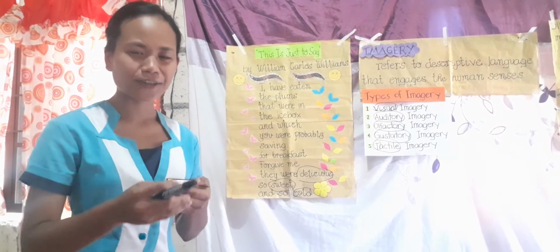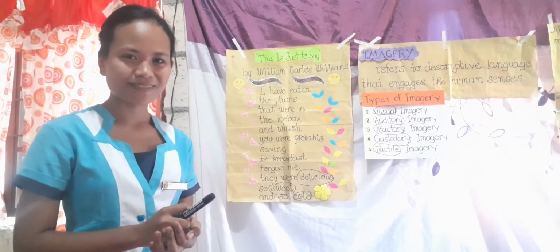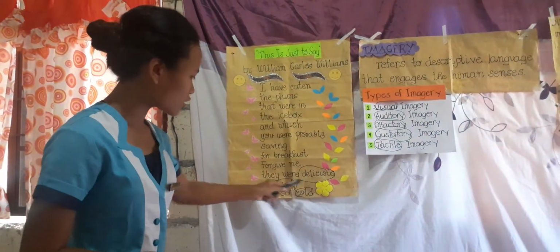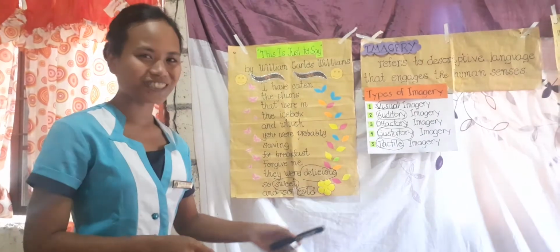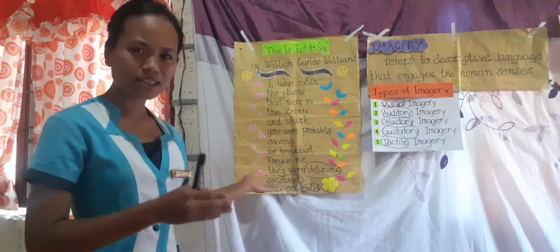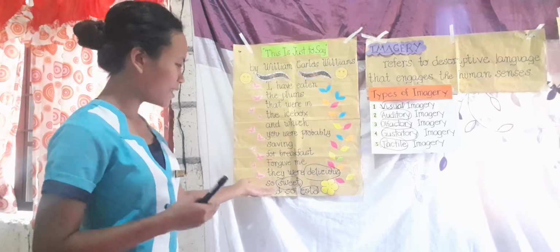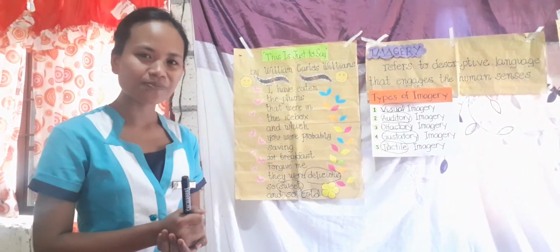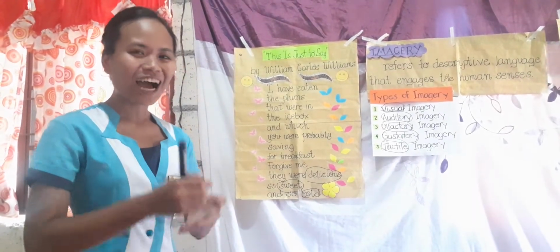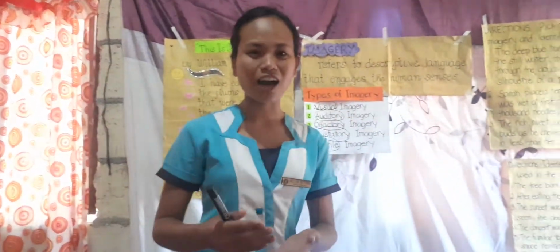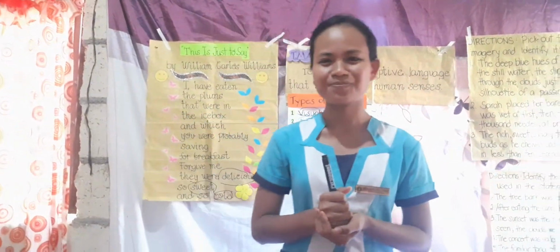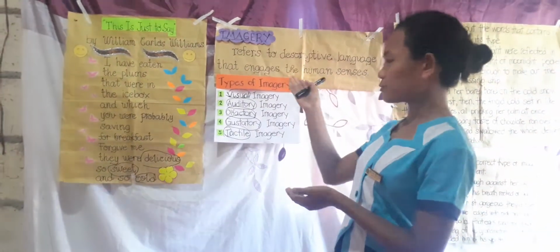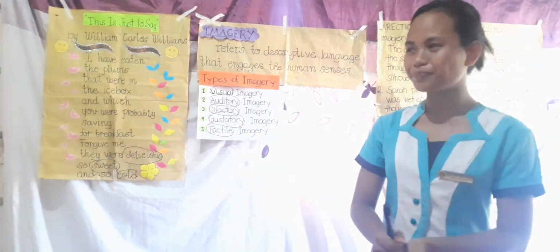Okay, how did the author describe the plums? Yes, Albert. Very good. It is delicious, sweet, and cold. Okay, what sense of the human senses can these words be identified with? It is the sense of taste, correct. Our topic this morning, class, will talk about the human senses. And the title is, we have it here, imagery. Please read the meaning. Thank you.